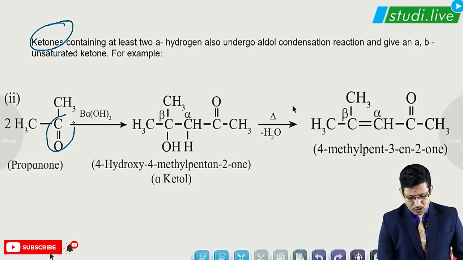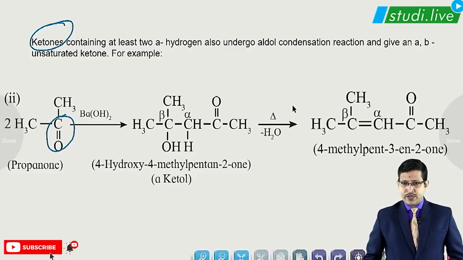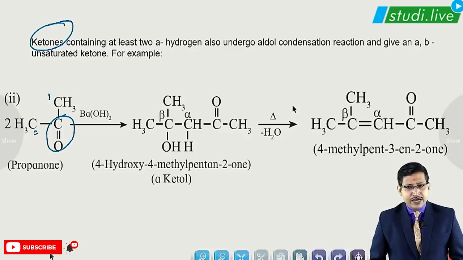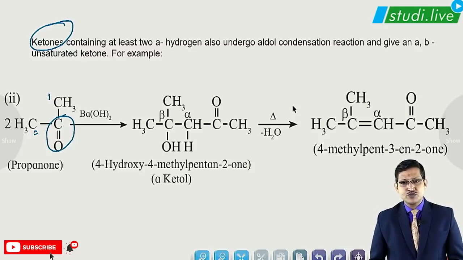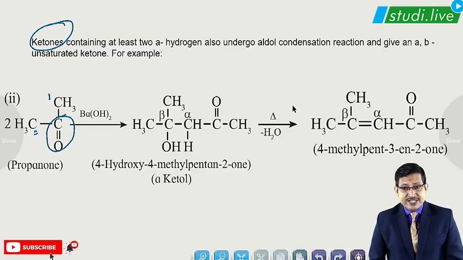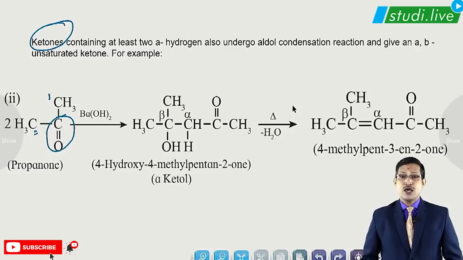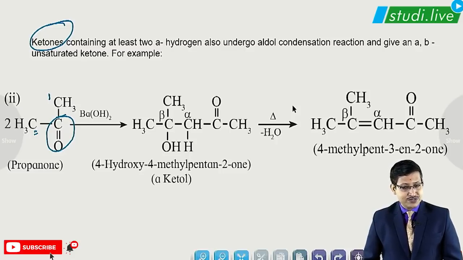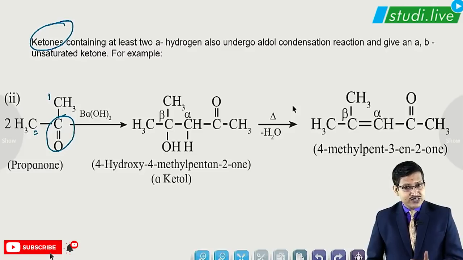This is your C double bond O, that is the ketonic functional group. Now if any carbon is attached to the functional group, that carbon is your alpha carbon. So this is my alpha carbon, or this is my alpha carbon. And if that alpha carbon contains hydrogen, it becomes my alpha hydrogen. So this compound will show a positive test for aldol condensation because yes, it contains alpha hydrogen atoms. So basically when I'm talking about an alpha hydrogen atom, it is on the carbon next to the functional group, the alpha carbon.